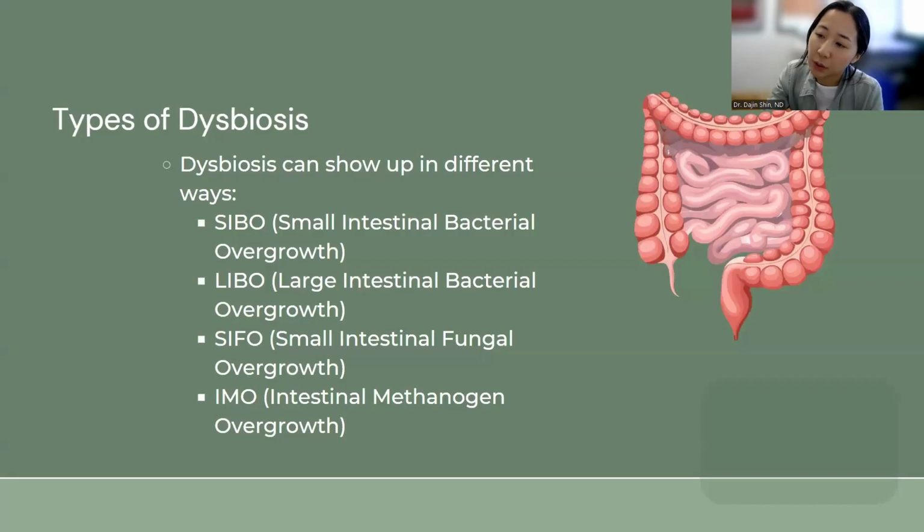So overall, it's really a breakdown in the natural relationship between your body and your gut microbes. And dysbiosis can show up in a few different forms depending on where the imbalance is happening and what type of microbes are involved. You might hear terms like SIBO, which is bacterial overgrowth in the small intestine, or LIBO in the large intestine. There's also SIFO, which involves fungal overgrowth, and IMO, which is related to methane producing organisms. In reality, these often overlap. They're not completely separate conditions, but different expressions of the same underlying imbalance.